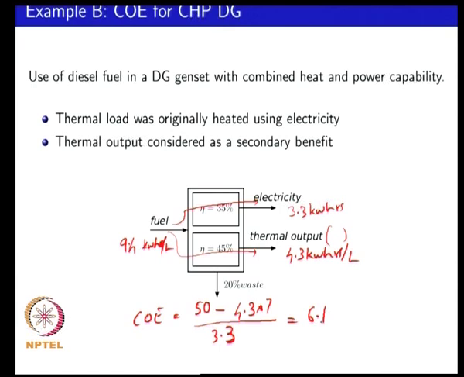In the next class, we will assume some cost for the DG system, we will assume some cost for the generator, we will assume some interest rate and operation and maintenance cost, and we will look at how that would then change from the 6.1 and see whether it would still be a cost effective way of generating power in the next class.